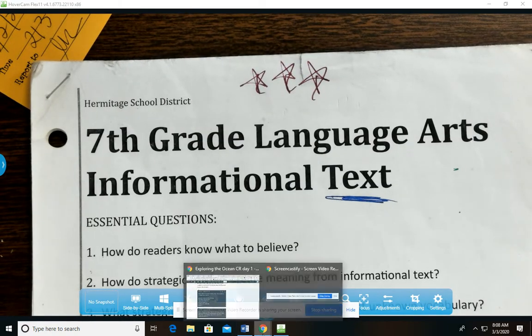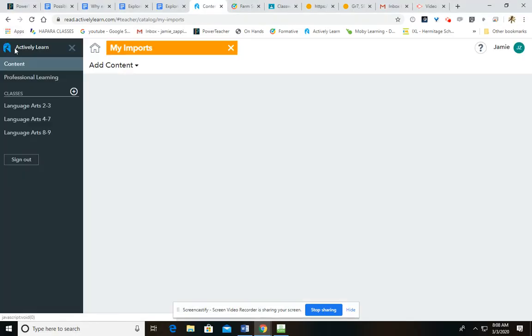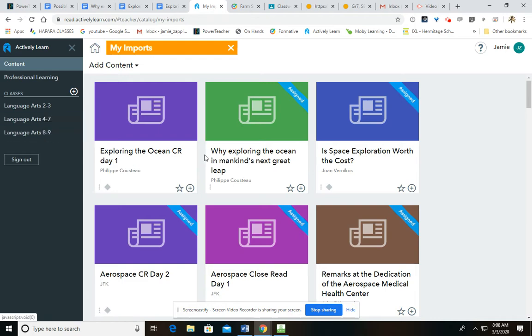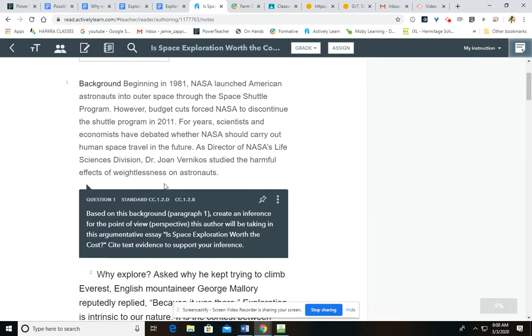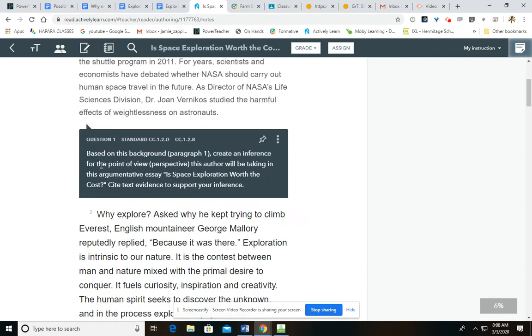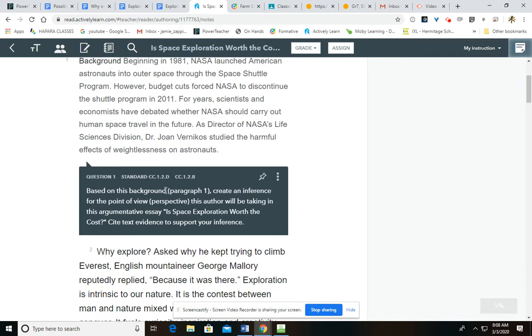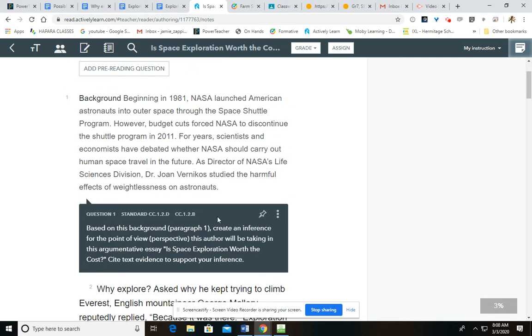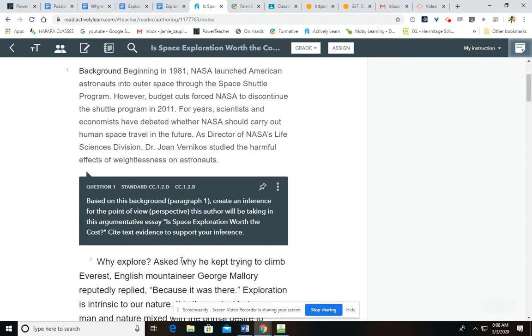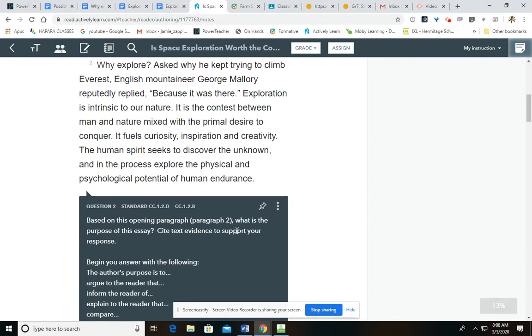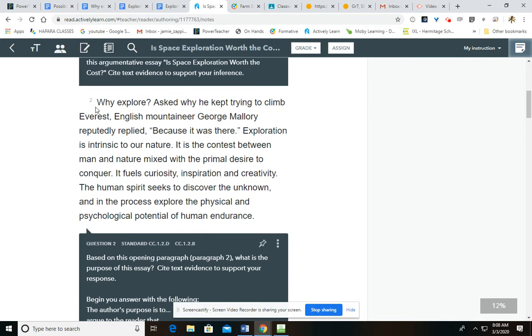This actually ties in to what you close read last week, and I do want to go over this question because I was quite surprised at how many people did not get it correct. Question 1 asks you to make an inference based on the background in this paragraph. Create an inference with the point of view based on the opening paragraph. What's the purpose of the essay? So here's the opening paragraph of the essay.